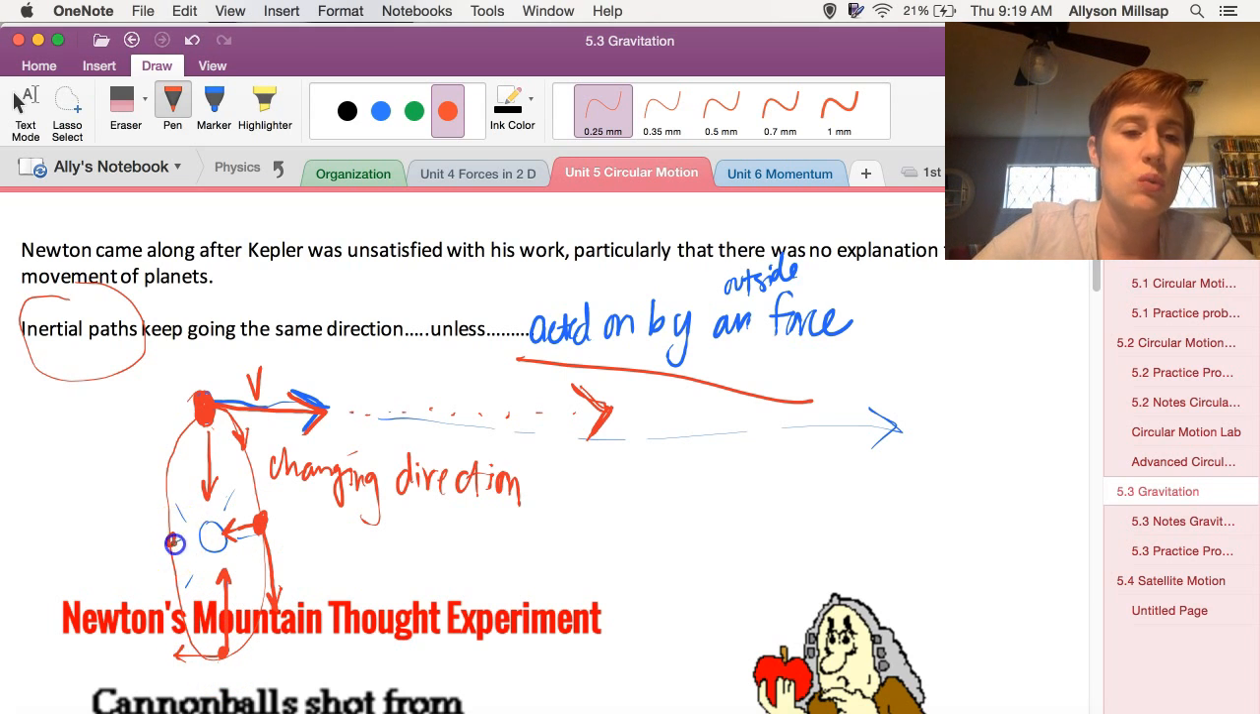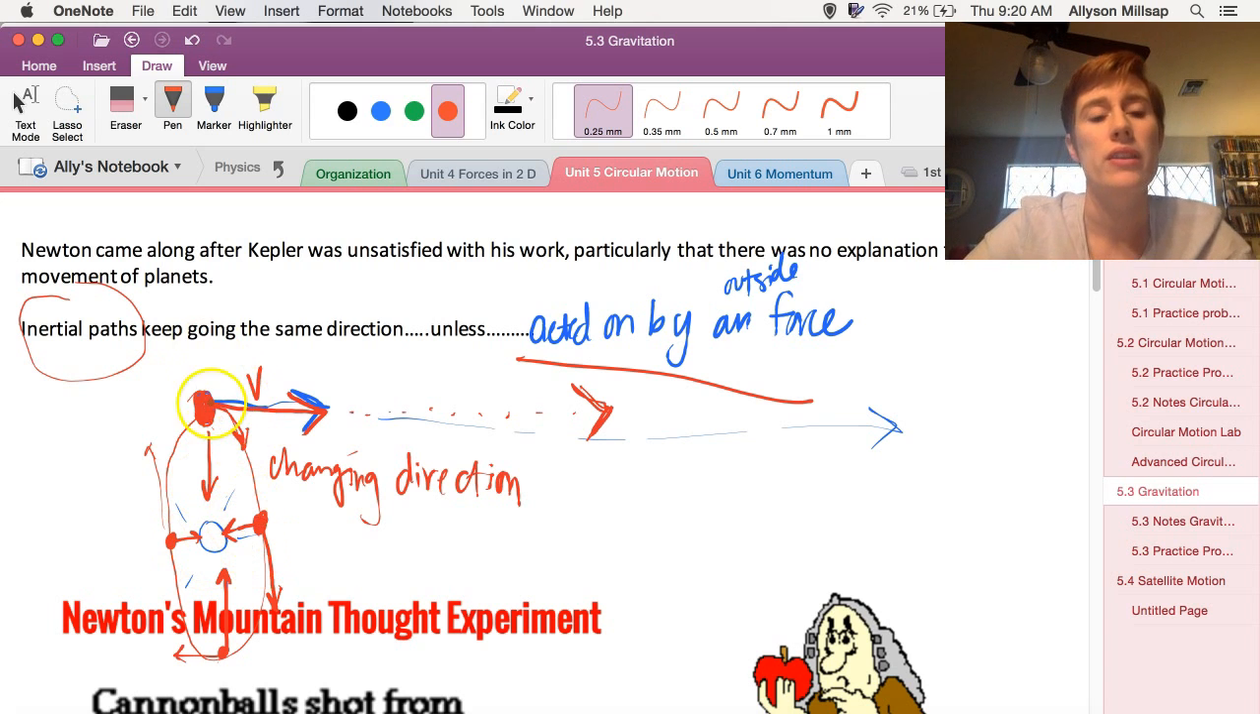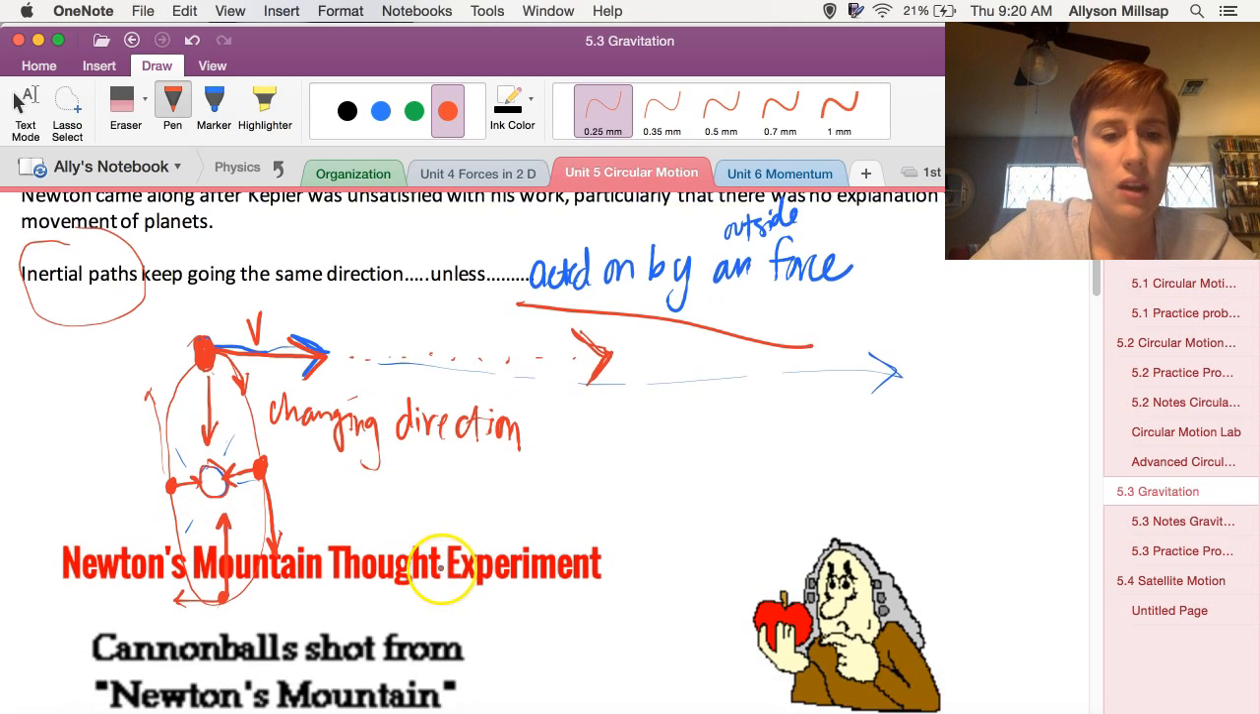So Newton said the reason these planets are moving in this way is due to a force pulling on the planet, and that force is exerted by the sun.